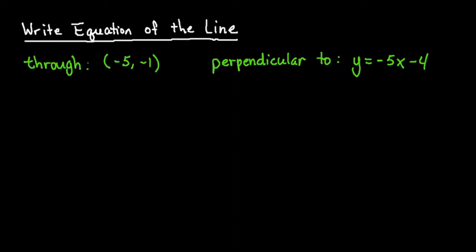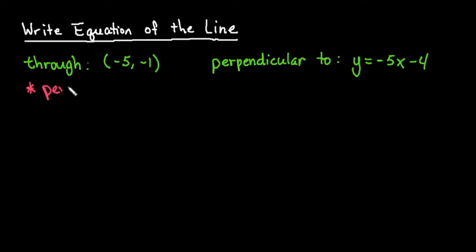Hi, for this video, we're going to write the equation of the line that passes through the point -5, -1, and is perpendicular to y equals -5x minus 4. So before we start this, we have to remember what is true about perpendicular lines.